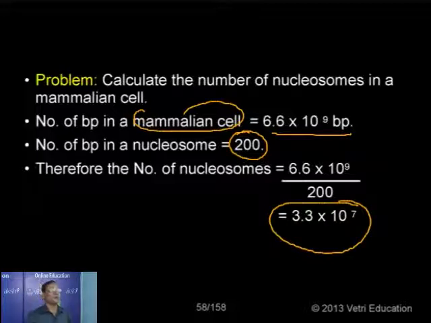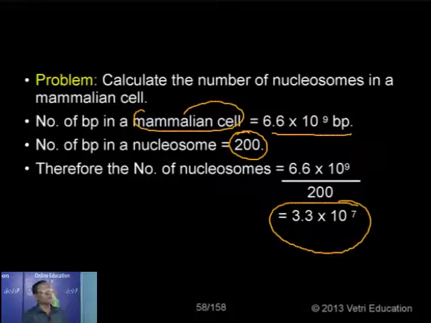3.3 x 10^7 nucleosomes. As we have approximately 200 base pairs in a nucleosome, and we know that the total number of base pairs in a mammalian cell, including human beings, is about 6.6 x 10^9 base pairs, we get the total number of nucleosomes in a mammalian cell as about 3.3 x 10^7. We already knew that the length of the nucleic acid in human beings is about 2.2.